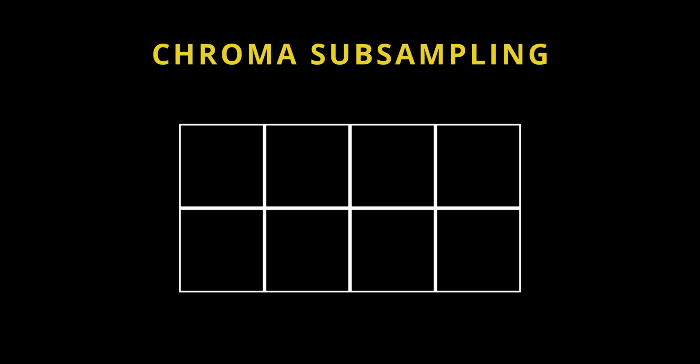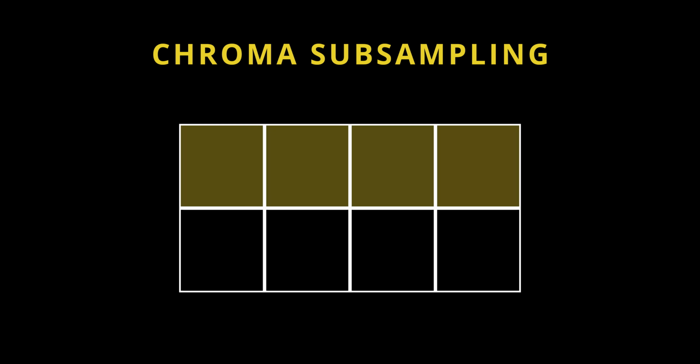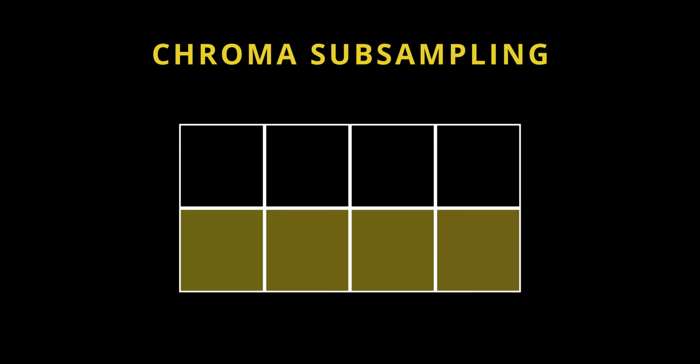This basically tells us how many of our pixels are collecting color data because not all of them do. Let's break this down number by number. The first digit, 4, means that each of our pixel rows are 4 pixels long. The second number tells us how many pixels in the top row are collecting color data, and the third number tells us how many pixels on the bottom row are collecting color data.